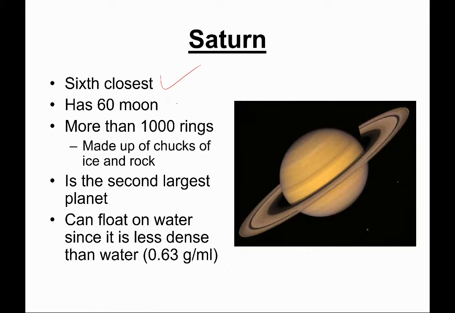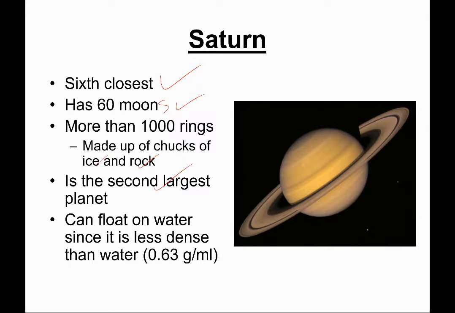Saturn is the sixth closest. It has 60 moons. It has more than 1,000 rings made up of chunks of ice and rock. It's the second largest planet. It's the one with the visible rings. If you had your own telescope, you might even be able to see them.